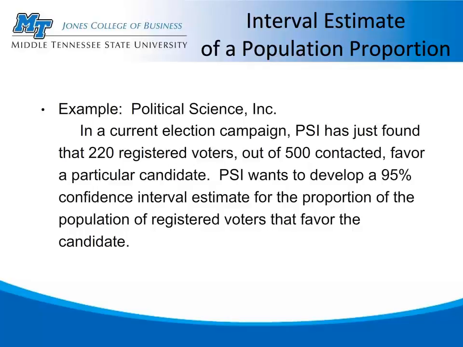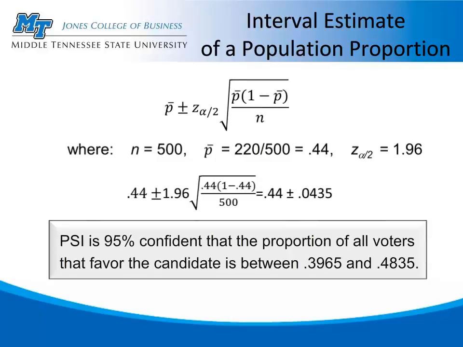Now they want to use that sample information. They want to use that point estimate to develop a 95% confidence interval estimate of the true proportion of the population of the registered voters that favor that candidate. So all we have to do is just plug the numbers into the formula and do the arithmetic. The p-bar value is 220 divided by 500, which turns out to be 44%.